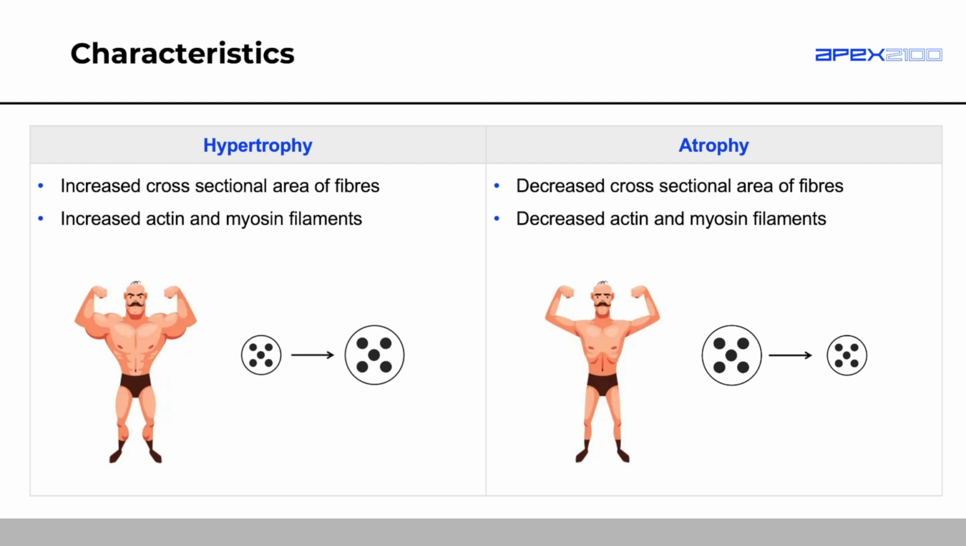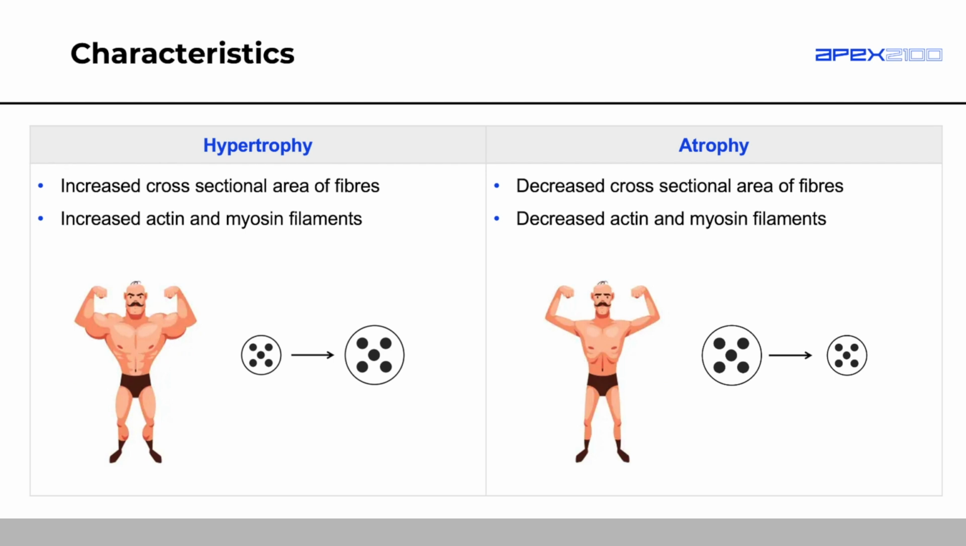And then there's atrophy, which is the opposite, so decreased cross-sectional area of the fibers. We're not losing any of those cells, but the cells are getting smaller. So one thing to note with this is that muscles respond to the demand that we place upon them. They respond to the stress placed upon them. So with hypertrophy, we're in the gym doing resistance training in order to increase the size of our muscles. We're damaging our muscles. We're putting a lot of pressure, a lot of weight through our muscles.